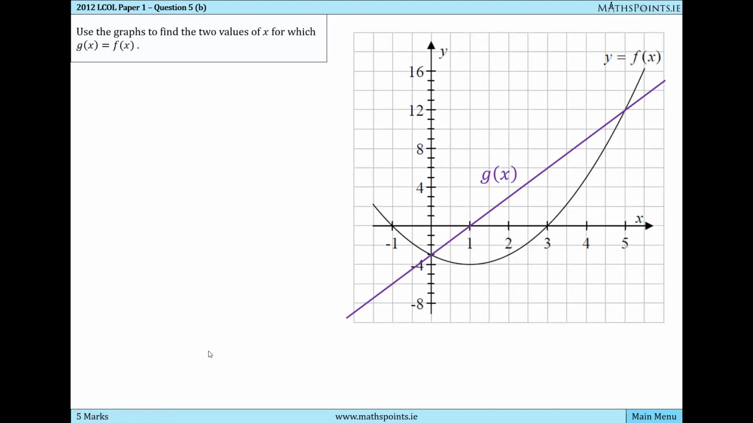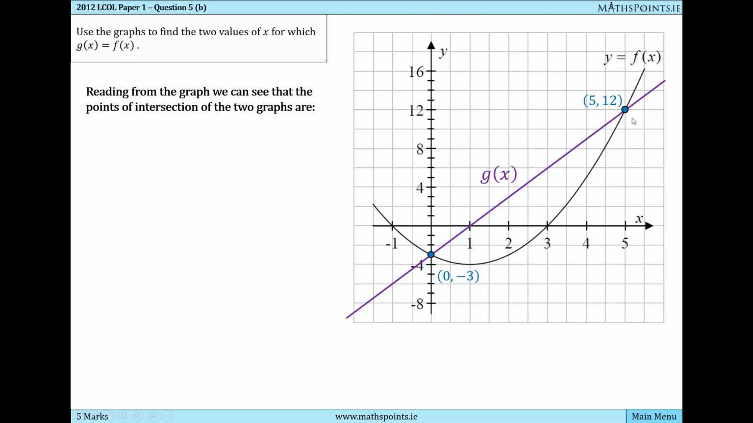The B part of the question asks us to use the graphs to find the two values of x for which g of x is equal to f of x. So we can see the 2 places on the graph where the curve and the line cross. And so reading those points, we have 0, minus 3 and 5, 12. Now the question asks us for the x value of those points. And so we have x is equal to 0 and x is equal to 5.